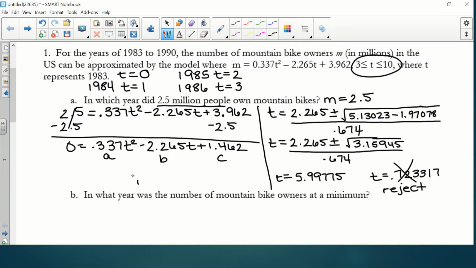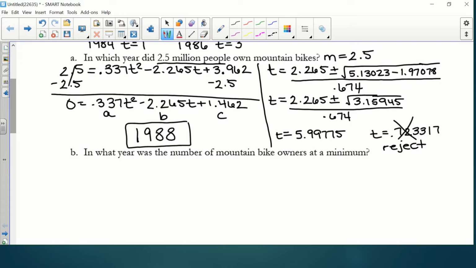Now we know this is very, very close to 1989, but when it asks exactly, obviously our numbers aren't perfect here, but when it asks for exactly in which year, technically it's in the year 1988. It's just very late in that year when we reach this 2.5 million bike owners. Okay? All right, so now looking at part B.